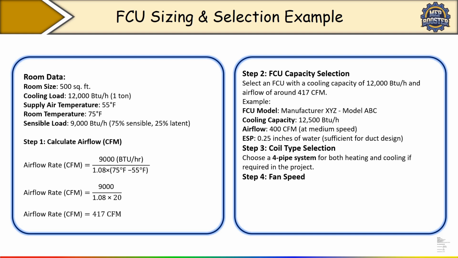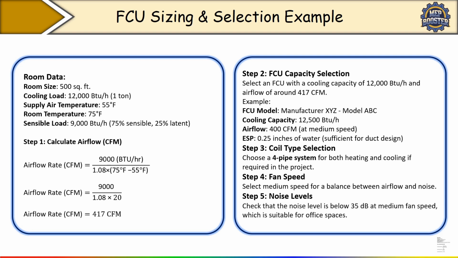Next step is the fan speed. Here we have selected a medium speed for a balance between airflow and noise. And the last one is the noise level. Check that the noise level is below 35 decibels at medium fan speed, which is suitable for office spaces. So in this way, we have to do the FCU sizing and selection.